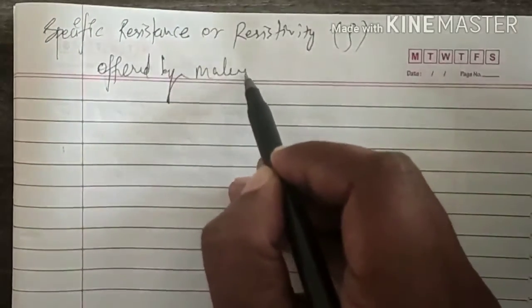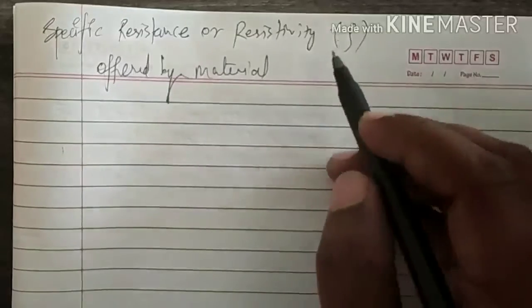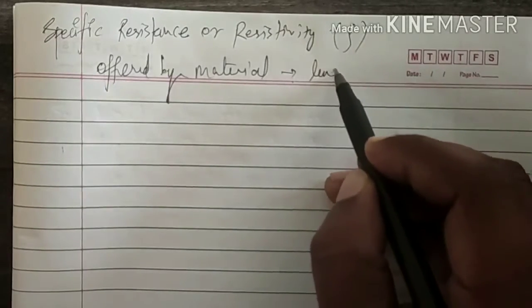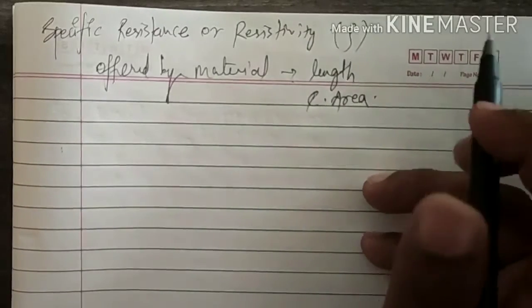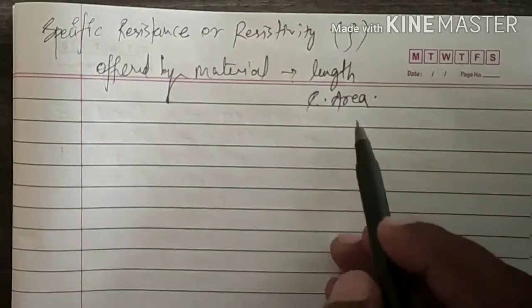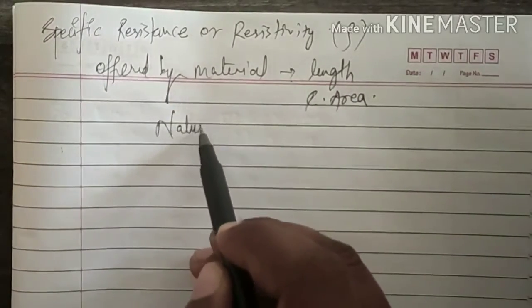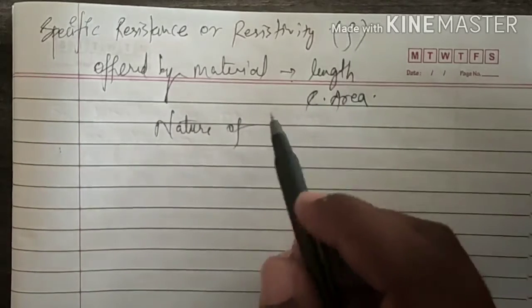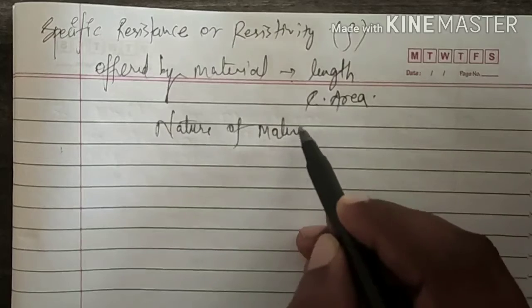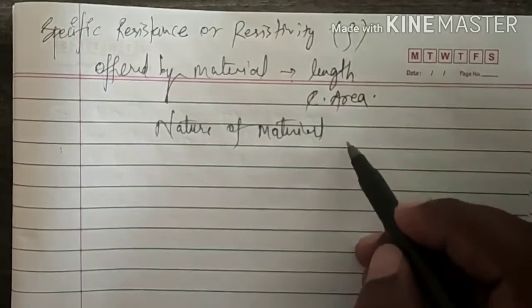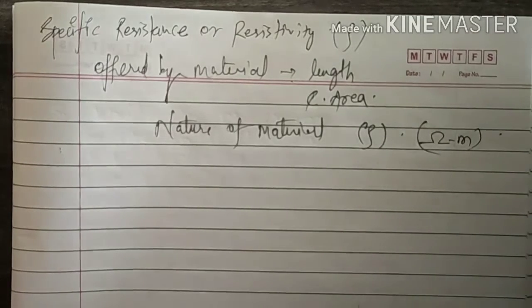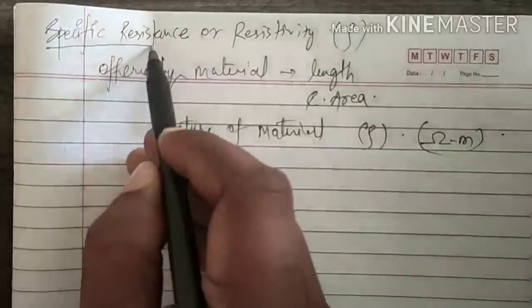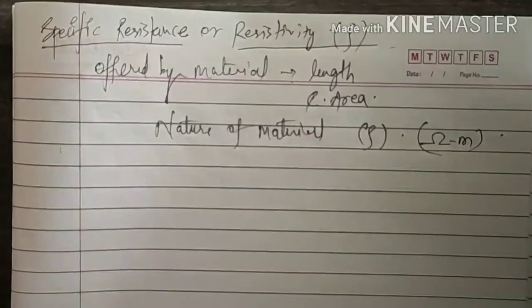Resistance offered by a material depends upon length and cross sectional area. Its value also depends on the nature of the material, what kind of nature the material is possessing. It is denoted by rho and measured in ohm meter. So this is called the specific resistance or the resistivity of a material. These are the terminology.